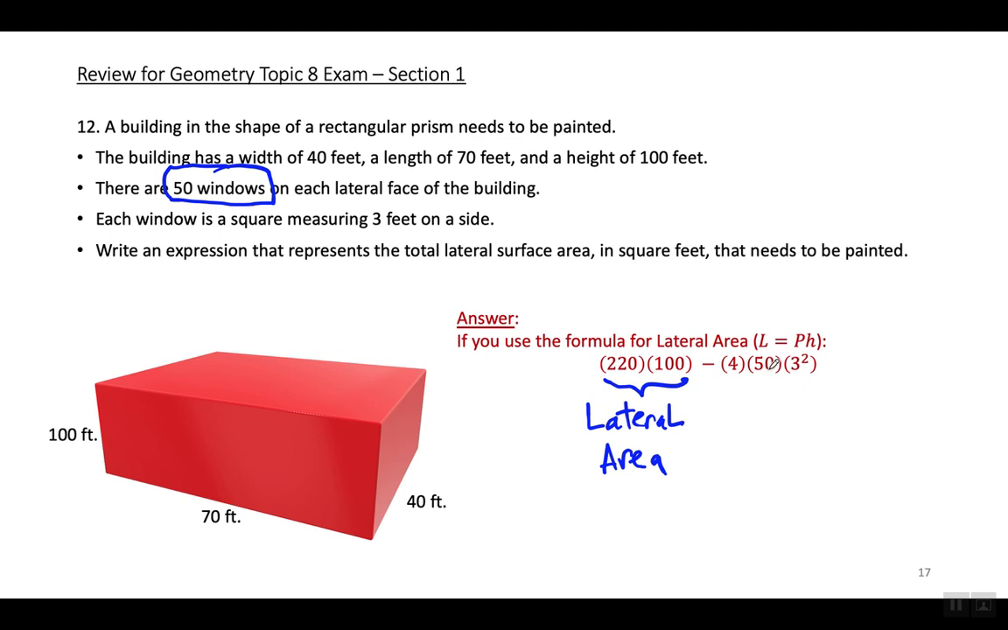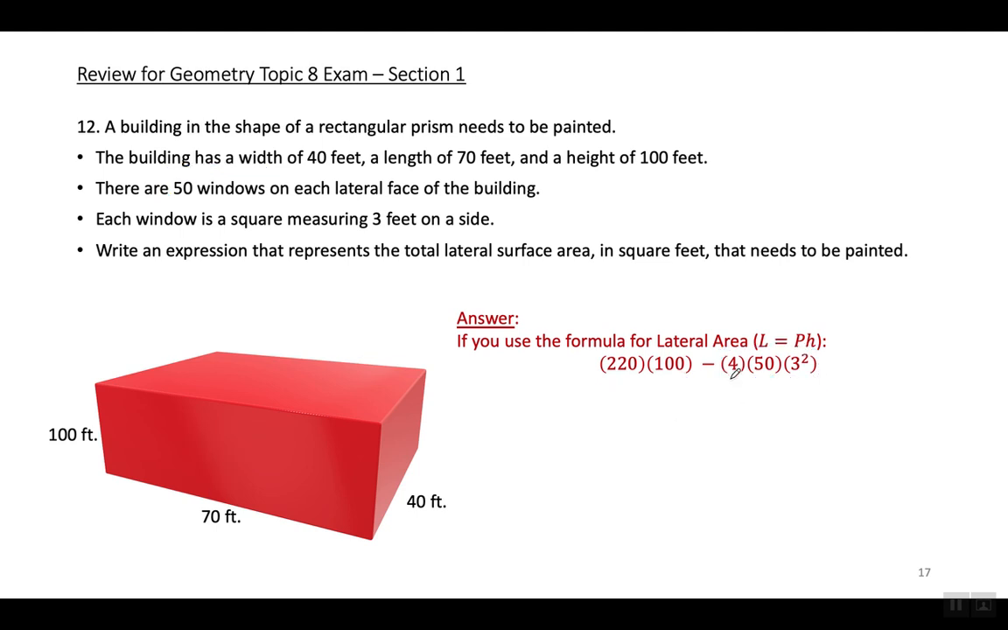Look how you write the area of the 50 windows. There's 50 of them. Each one of them is 3 by 3, 3 times 3. The area of each one is 3 squared. And since there's 4 faces, the one in the back and the one on the side, you multiply that by 4. That's where I get this from. I have to subtract that because they're not going to paint over the windows. That part is not getting painted. It's the lateral surface area minus the area of the windows.